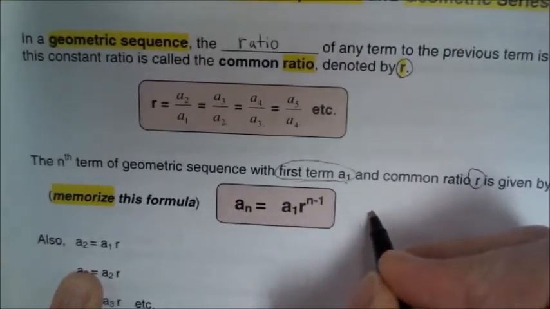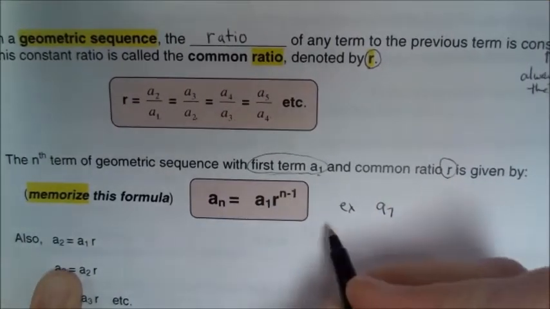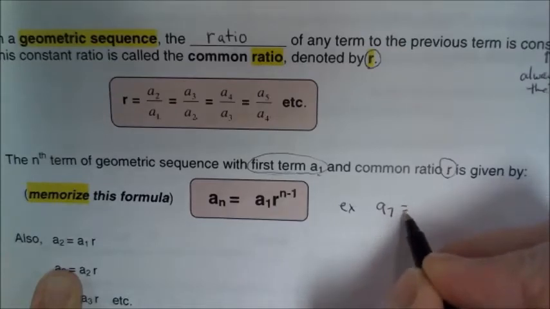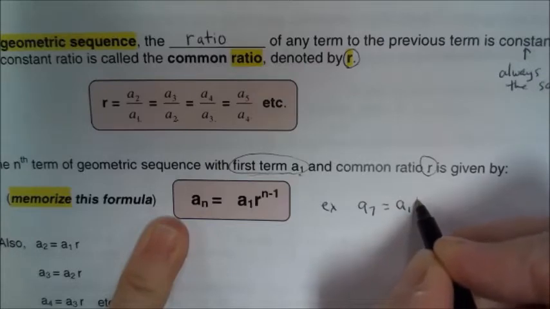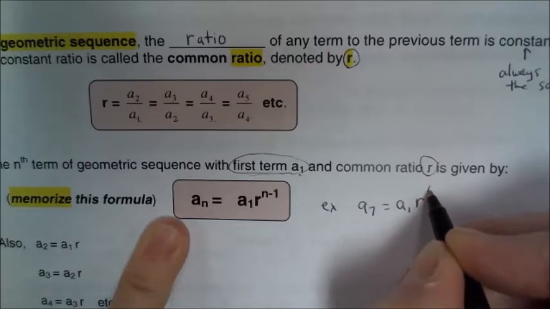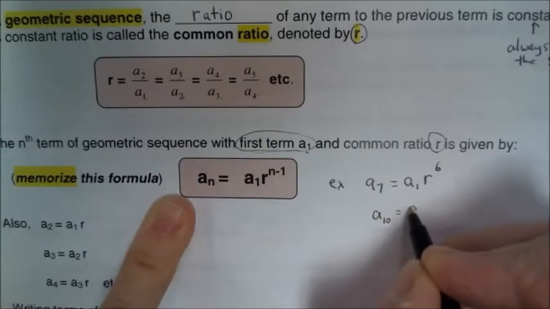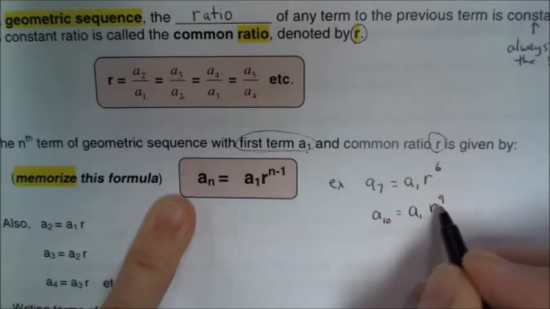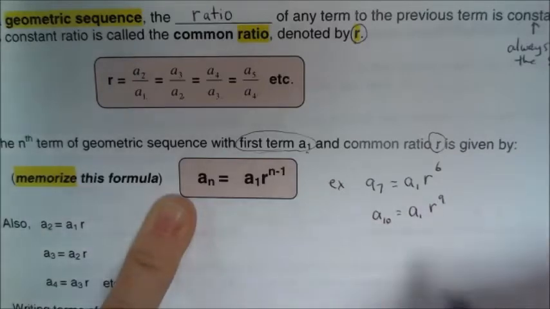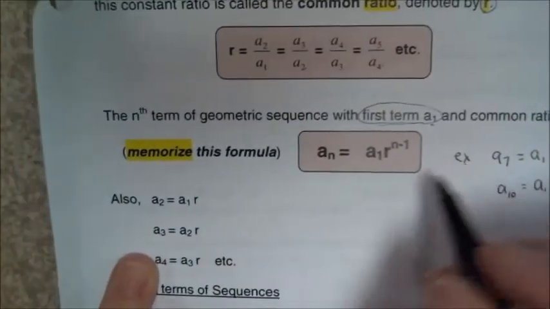So for example, if I want to find the 7th term of a geometric series, I would say, well, the 7th term is the first term multiplied by R to the power of 6. Or if I want to find the 10th term, it is the first term times R to the 9th. So whatever this term is, you subtract 1 from it, you raise R to that power and multiply it by the first term. It's not too bad, but it's just another formula you're going to have to memorize.